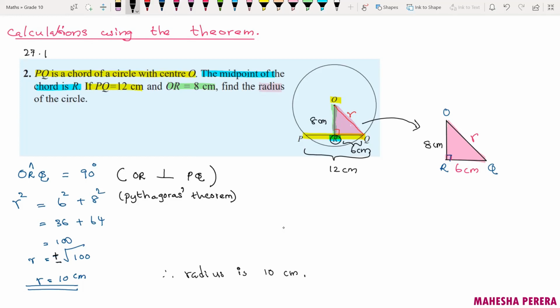Next, let's take a look at how we prove riders using the theorem. Proving riders is not that easy, so let's do it.